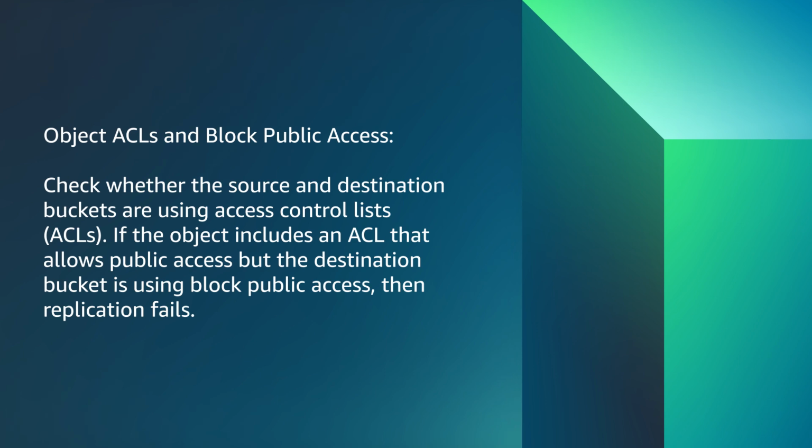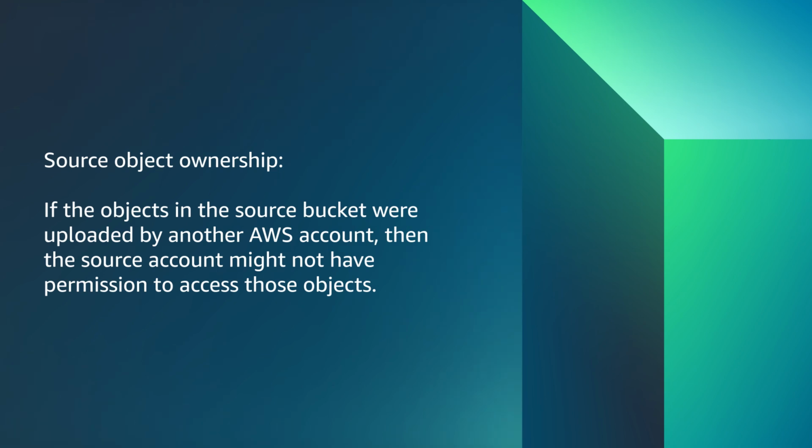Object ACLs and block public access. Check whether the source and destination buckets are using access control lists (ACLs) and the objects included. If the object includes an ACL that allows public access but the destination bucket is using block public access, then replication fails. Source object ownership. If the objects in the source bucket were uploaded by another AWS account, then the source account might not have permissions to access those objects.